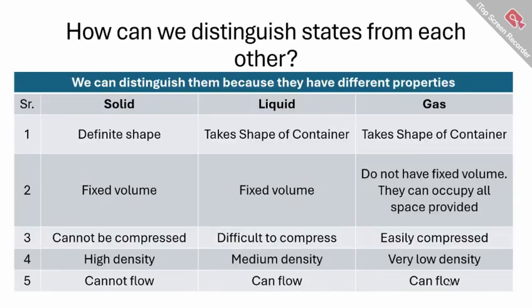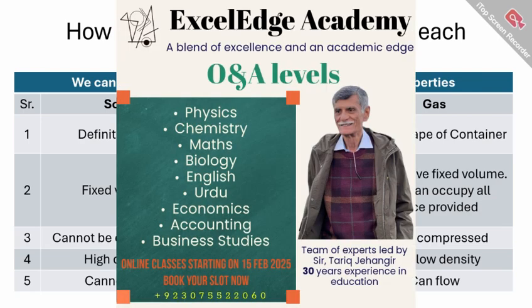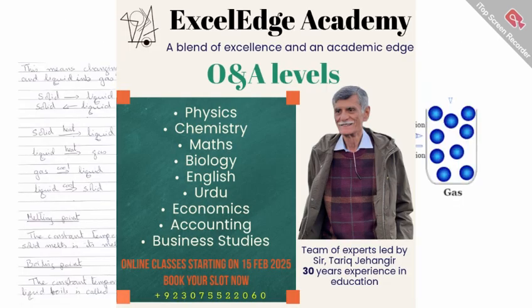Solids cannot flow. Liquids can flow. You can pour liquid from one container to another. Gases also flow. Because of this property, gases can be passed through the pipes which come to your houses. The gas goes from one place to another, so gas can flow through the pipes.